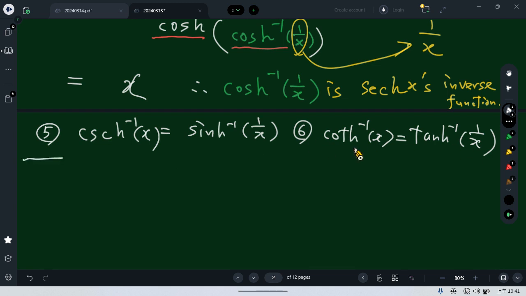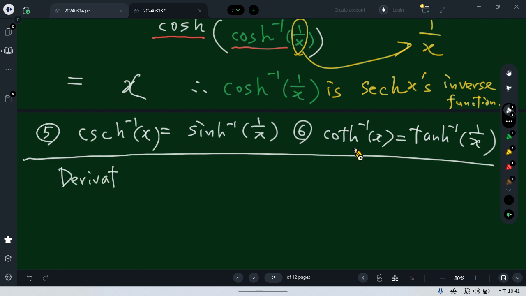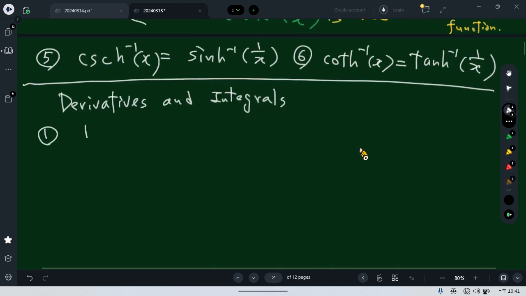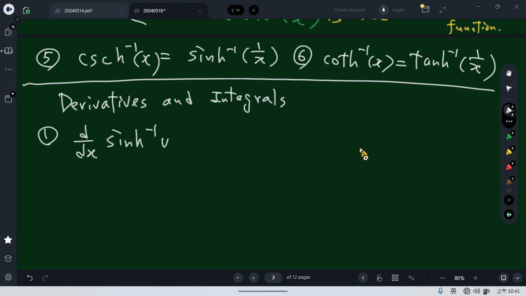Okay. Then we will go into the derivative and the integral. I will show you the first one. The first one is this one.